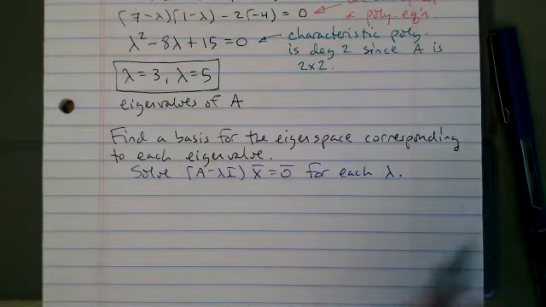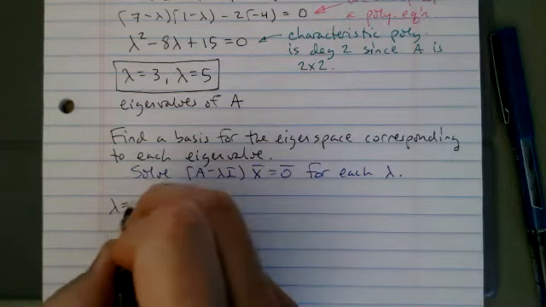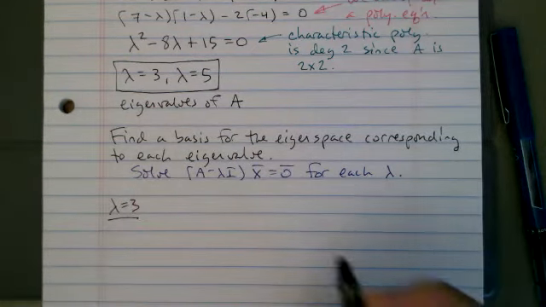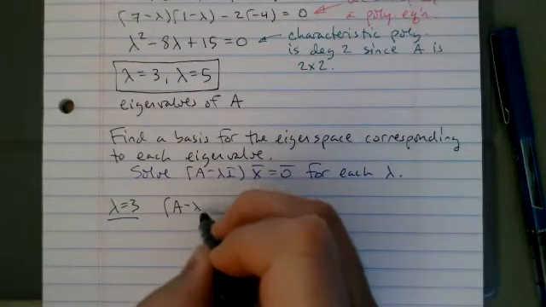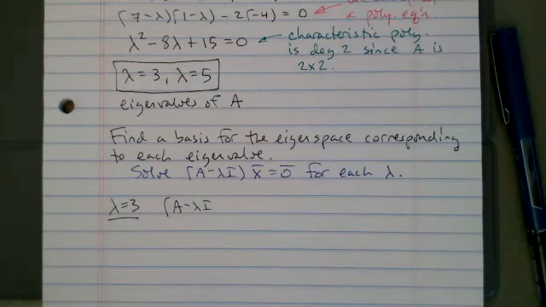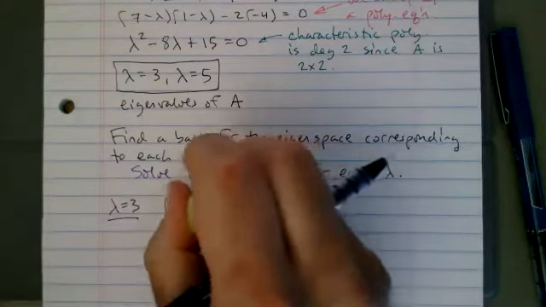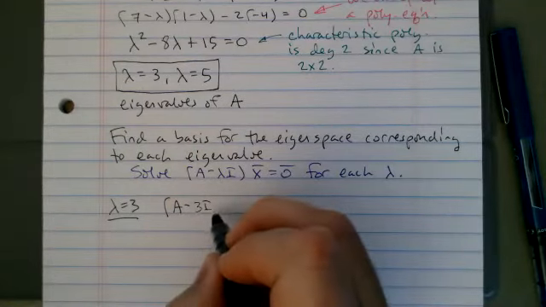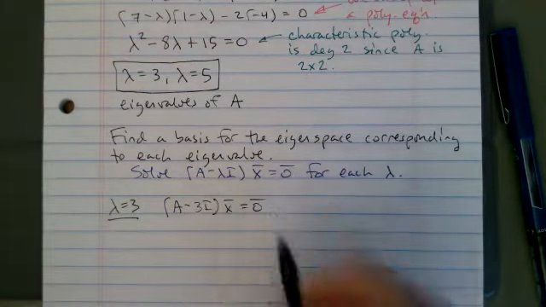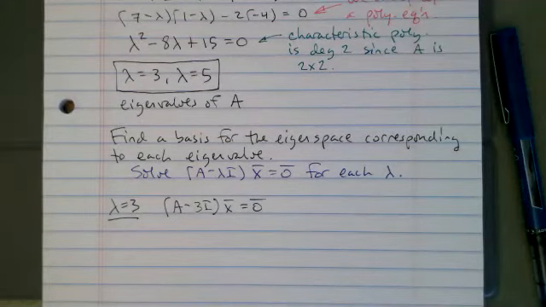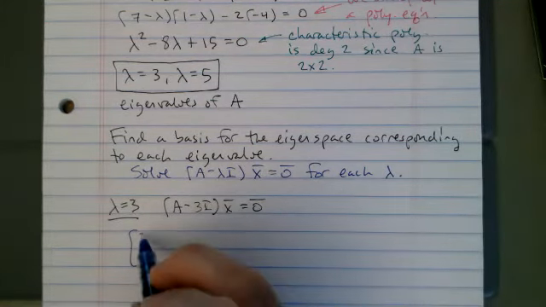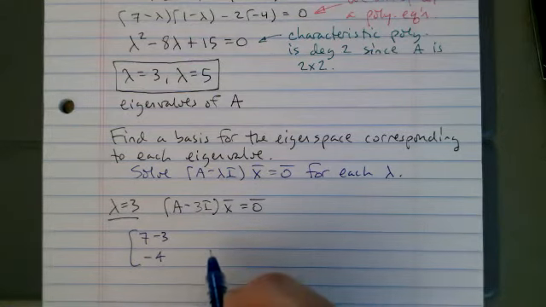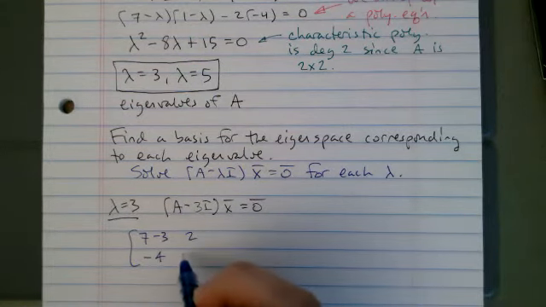So I'm going to start with, say, lambda equals 3. And so A minus lambda I times x, well, lambda is equal to 3. So I'm going to solve this equation. A minus 3I times x equals 0. I'm going to write the augmented matrix for this matrix equation. So I'm going to have 7 minus 3 and negative 4, and then 2, and then 1 minus 3.